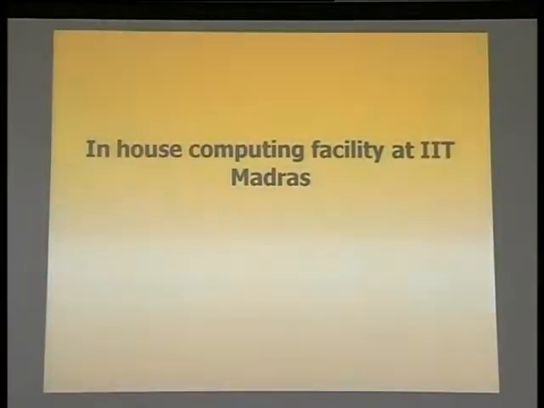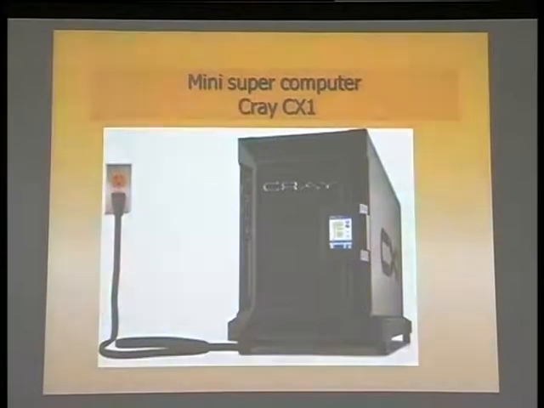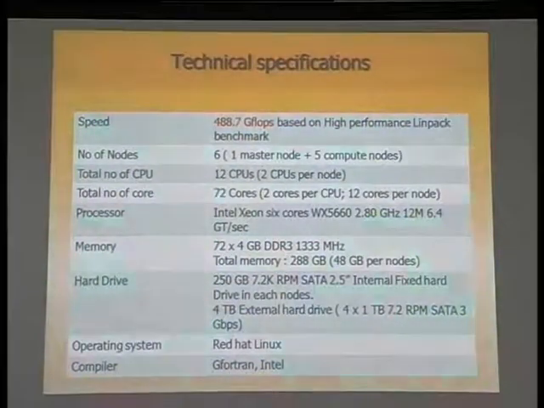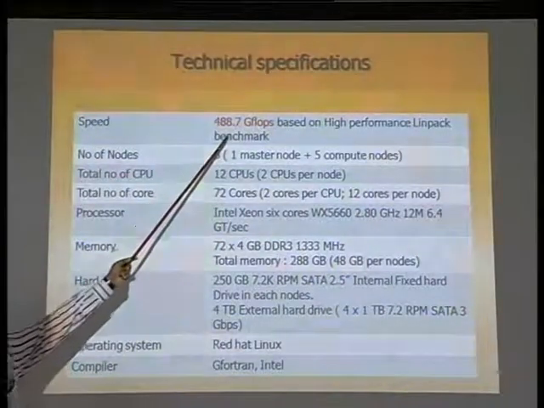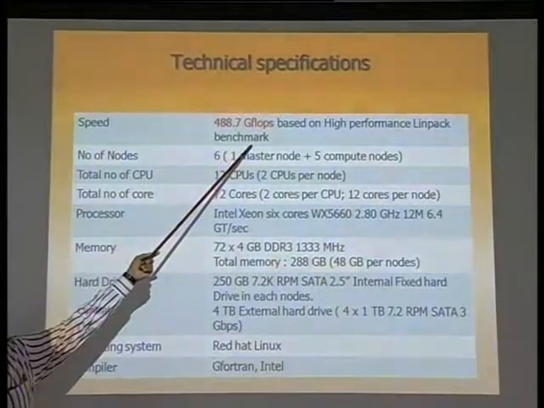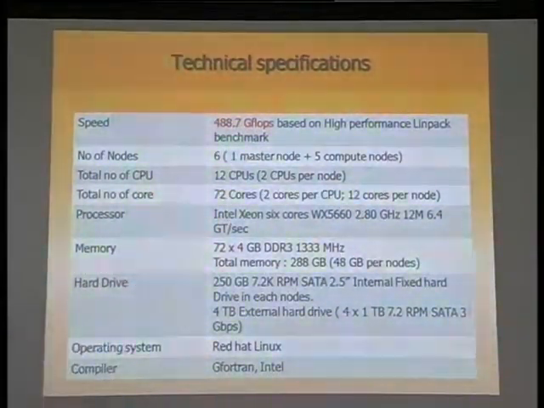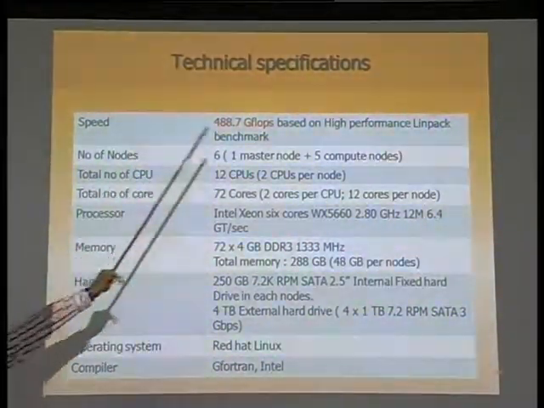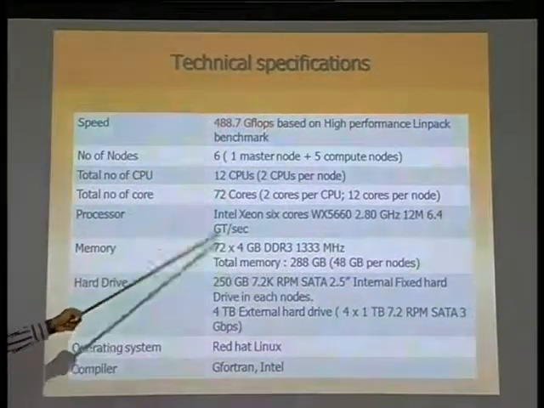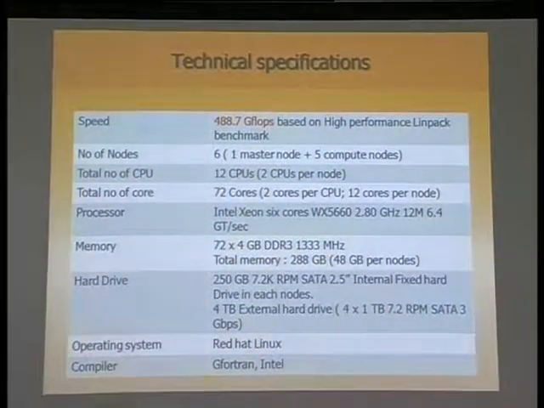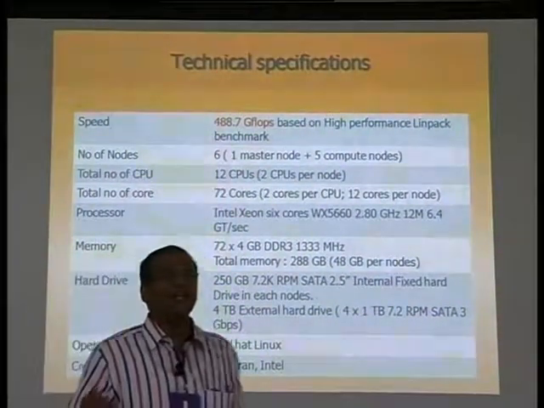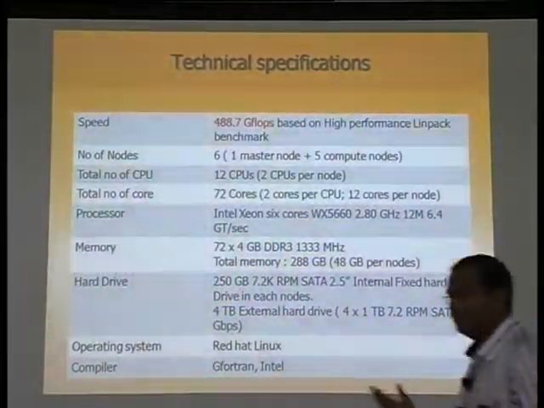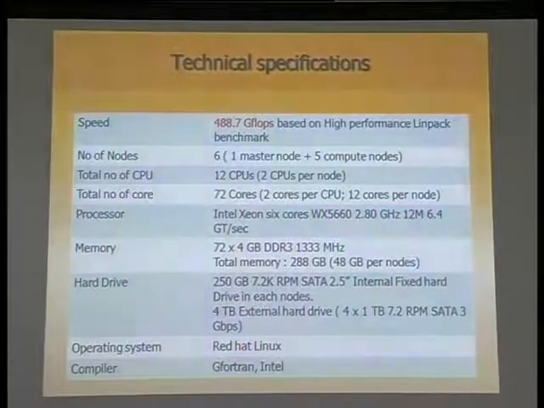So the in-house computing facility at IIT Madras, we have a mini supercomputer, Cray CX1. It is 0.5 teraflops. So it has got 72 cores, and the community model WRF is parallelized, so we can take full advantage. We are able to run it on all 64 cores.